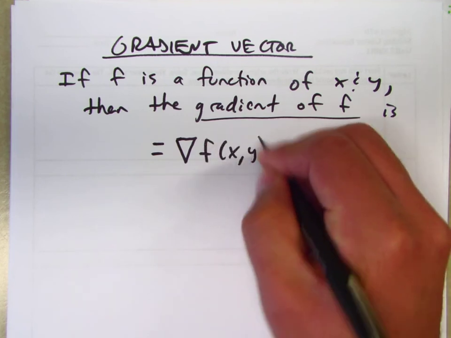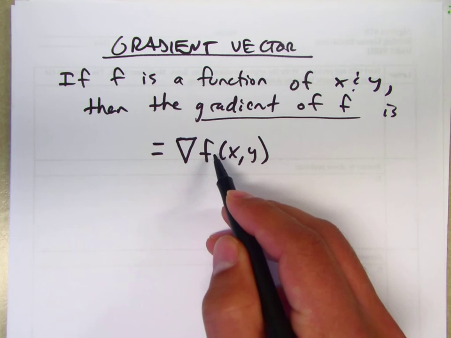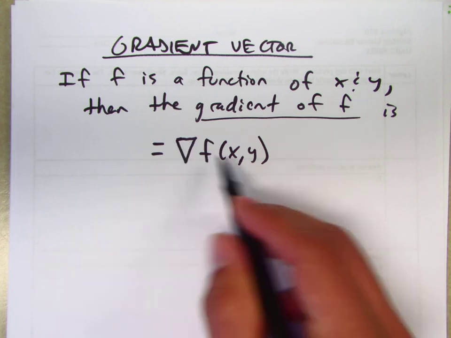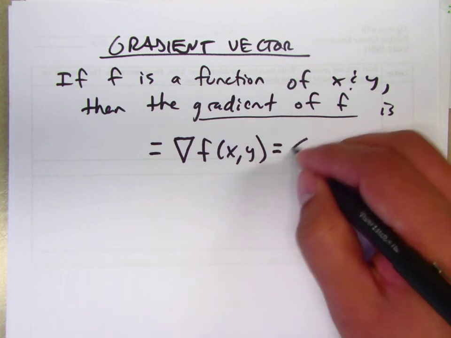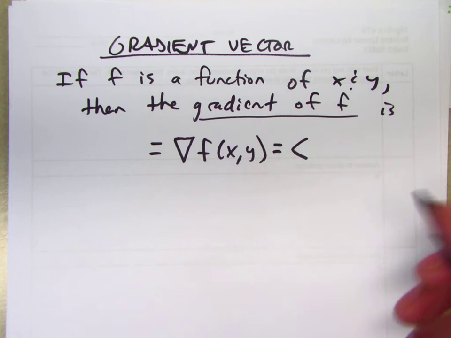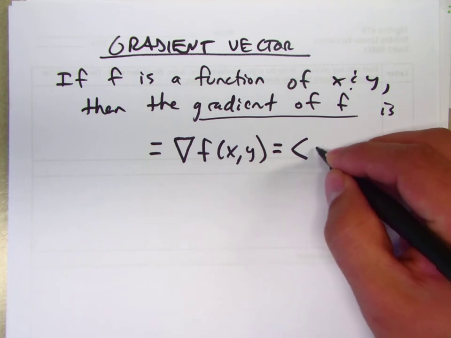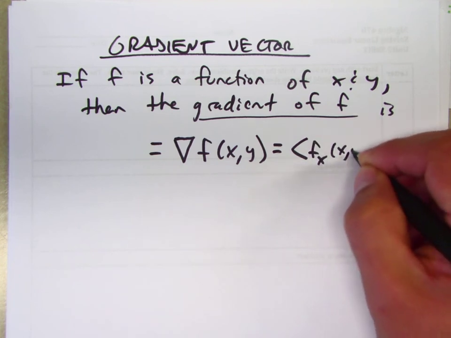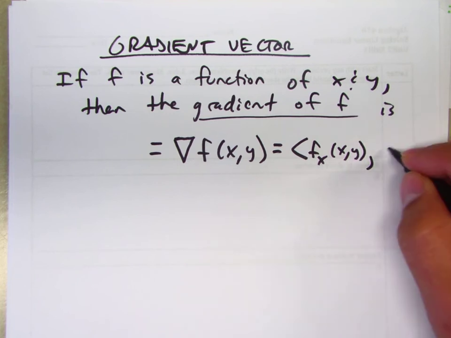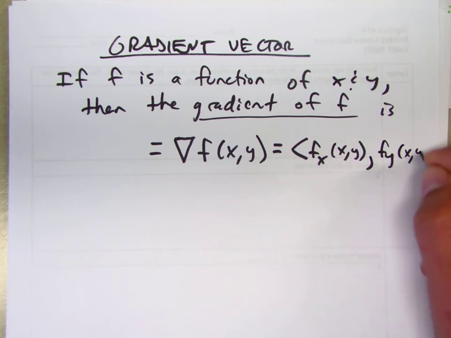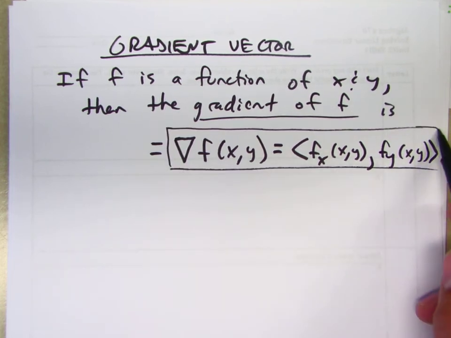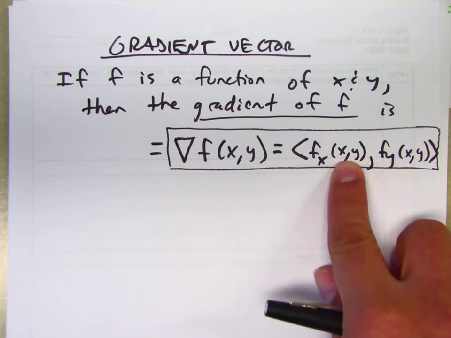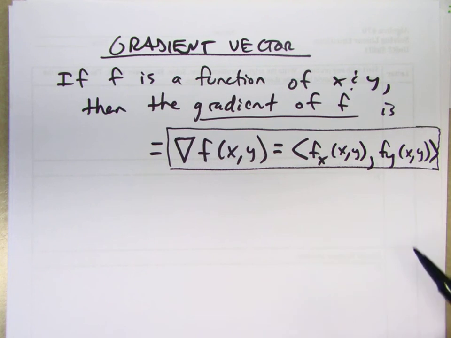So if you see this symbol in front of f of xy, it means that we are doing the gradient of f of xy. And the definition is going to be the vector, and it's pretty easy. It's just going to be the partial derivatives with respect to x, and then partial derivative with respect to y. And so here's the definition for the gradient. You get a new vector. The first component is the partial derivative with respect to x. The second component is the partial derivative with respect to y.